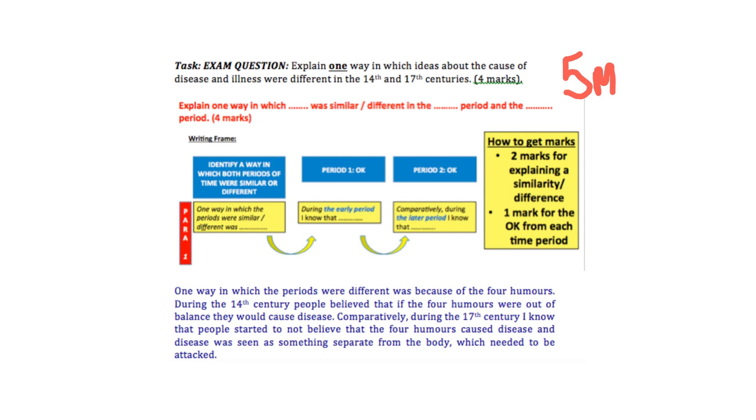So the question is, explain one way in which the ideas about the cause of disease and illness were different in the 14th and 17th centuries. And it's worth 4 marks. The key thing with this is making sure that you address the 14th century, that you identify the difference here, and that you compare or contrast the 14th and 17th centuries.